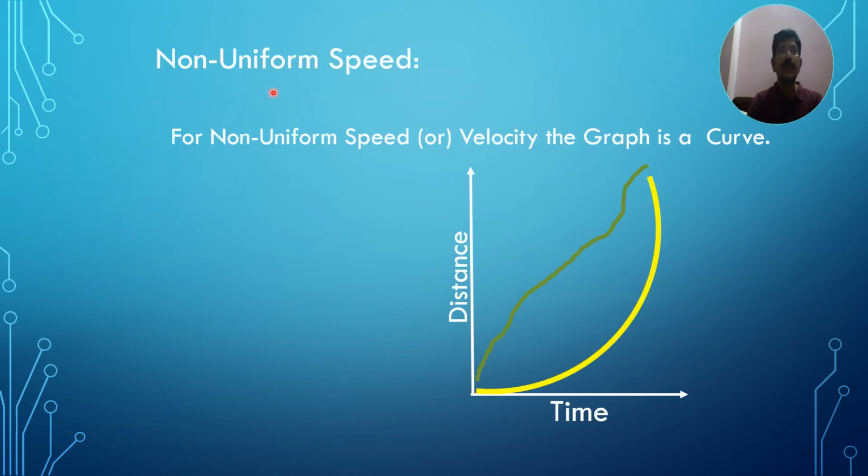Let us study the motion of a body moving with non-uniform speed. For a body which is moving with non-uniform speed or non-uniform motion, the graph of distance and time is a curve. It is not a straight line. The curve may be like this or like this; in any manner, it is a curve. So the simple thing to remember is that when a body is traveling with non-uniform speed or velocity, the time-distance graph is a curve.